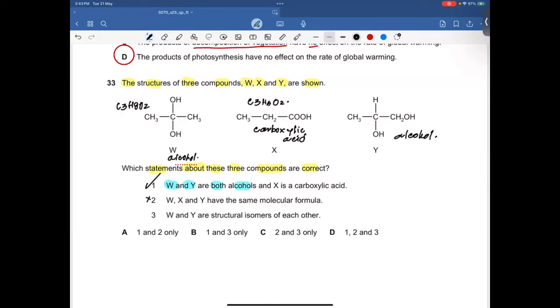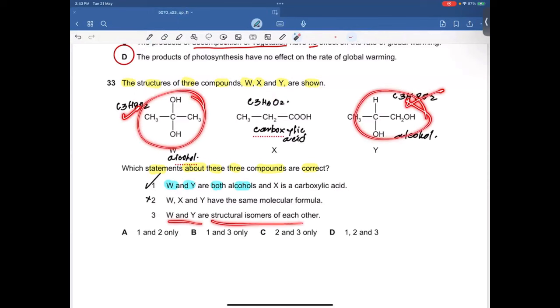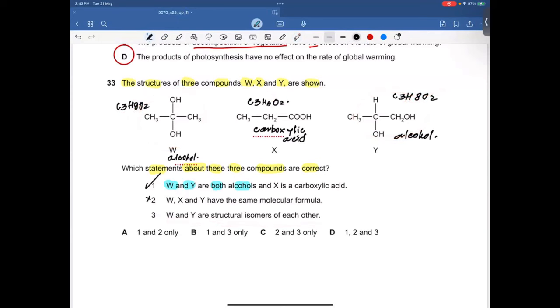W and Y both are structural isomers. Let me count the third formula. 1, 2, 3 carbon atoms. How many hydrogens? 3 plus 3, 6, 7, 8, and 2 oxygen. So both of them have the same molecular formula but different structural formulas, which means they are structural isomers of each other. So the third statement is right, and therefore 1 and 3 is the correct answer.